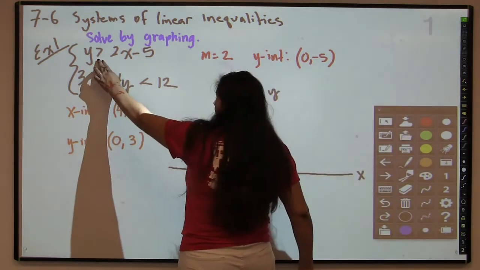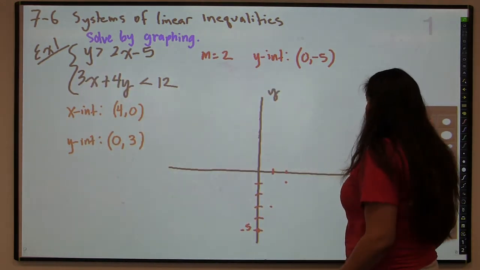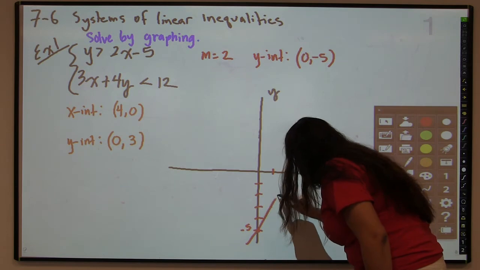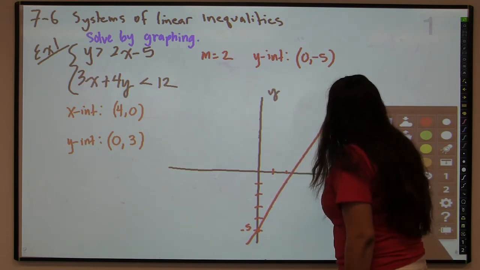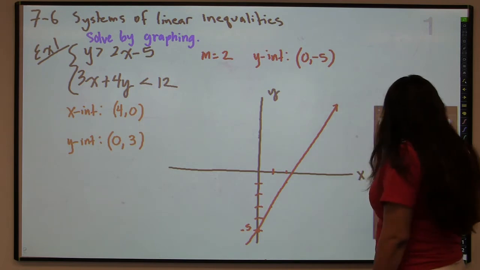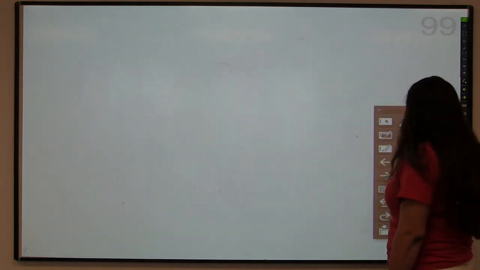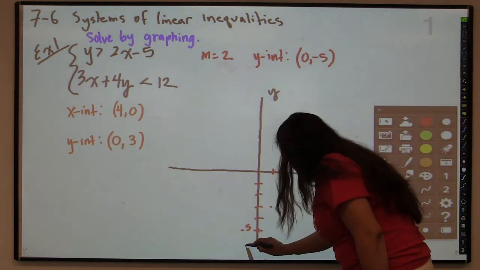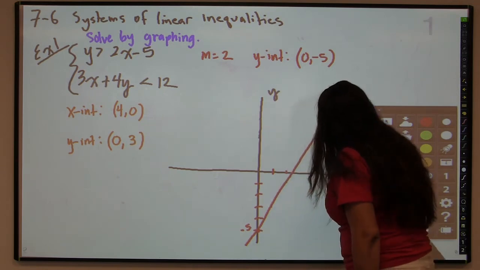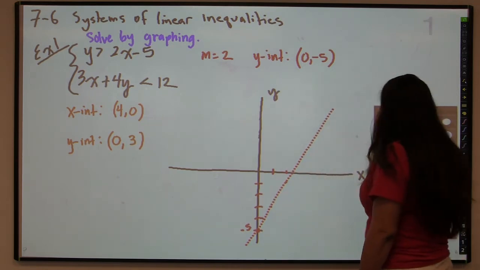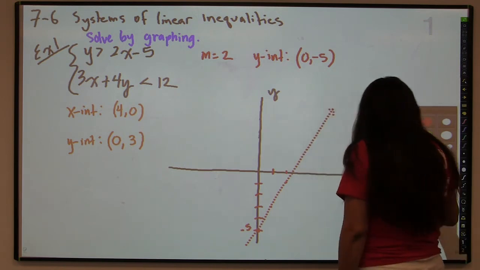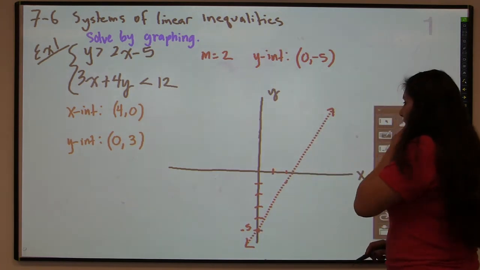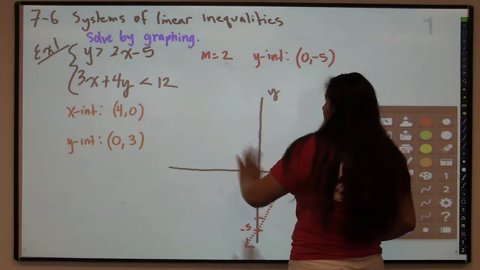Now, because it's a greater than, it's not going to be a solid line, it's going to be a dashed line. So here I go. Oops, that didn't quite work out the way I wanted it to. Let's try that again. There we go. That's much better. So there's my dashed line, and I know that because it's greater than, I should be shading above.